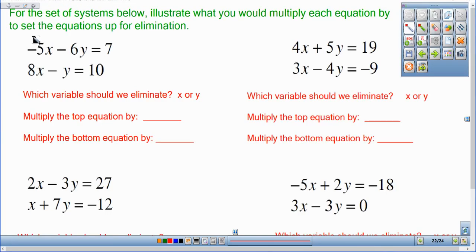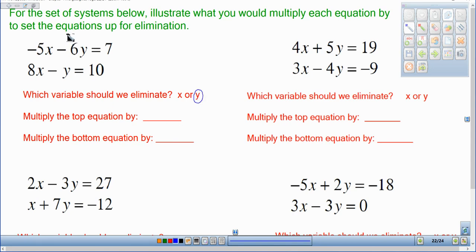So here's what we're going to do. We're going to look at our values, our coefficients of our x's, and think about what number they would match up at. That would be here a 40. And for the y's, it would just be a 6. Since the 6 is significantly lower than the 40, I'm going to eliminate our y variable.